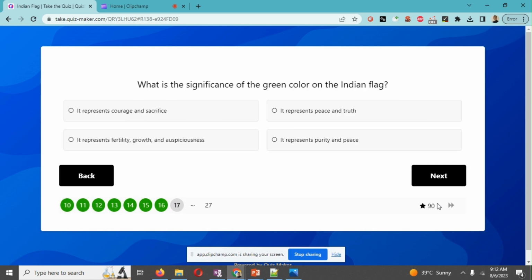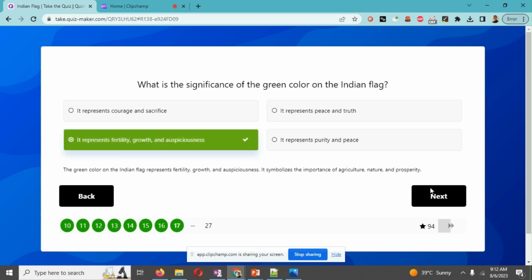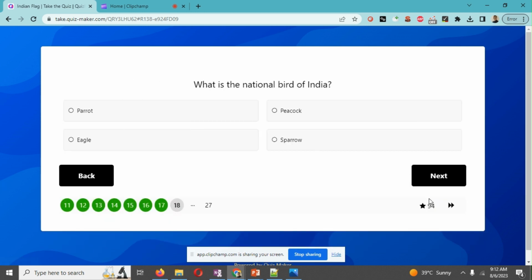This one represents fertility, growth, and auspiciousness. Let's move on. Questions are repeated because it's an online quiz.